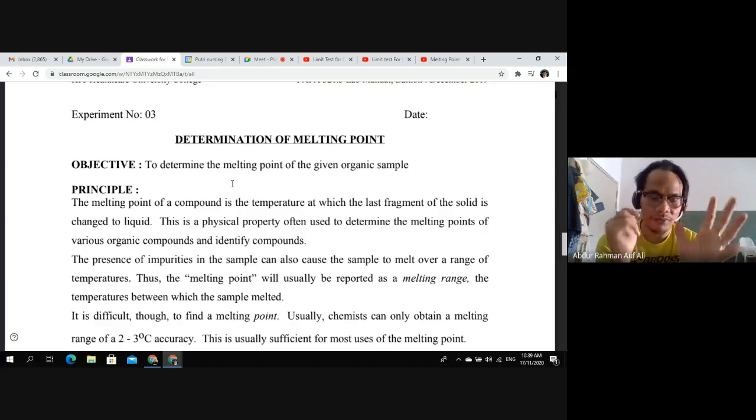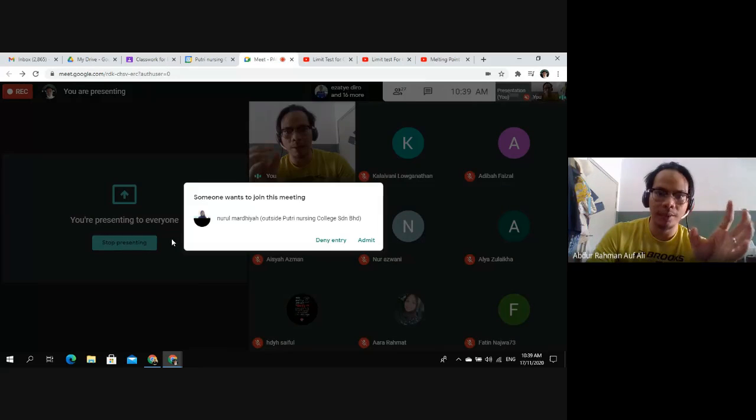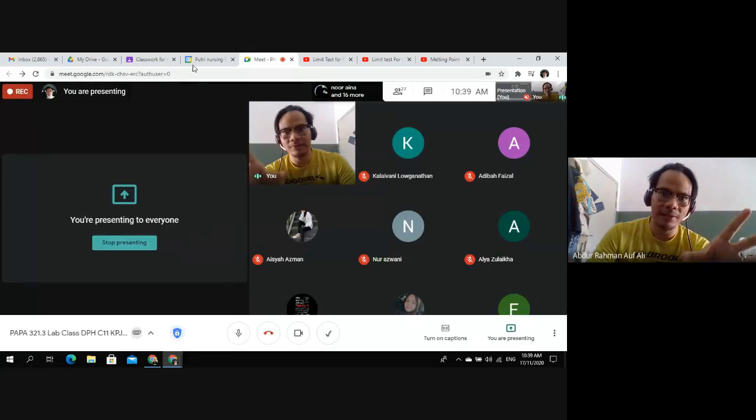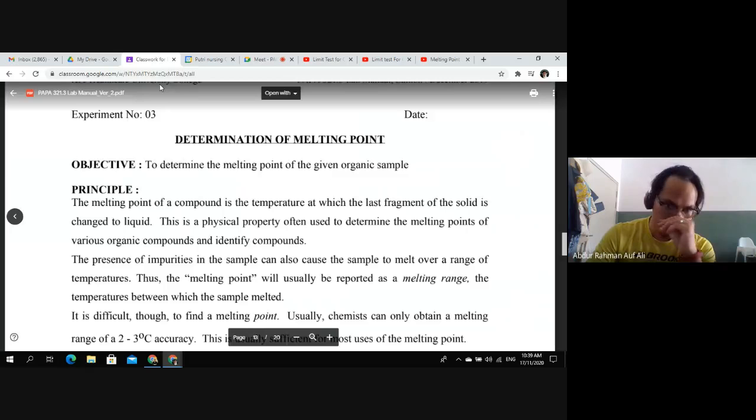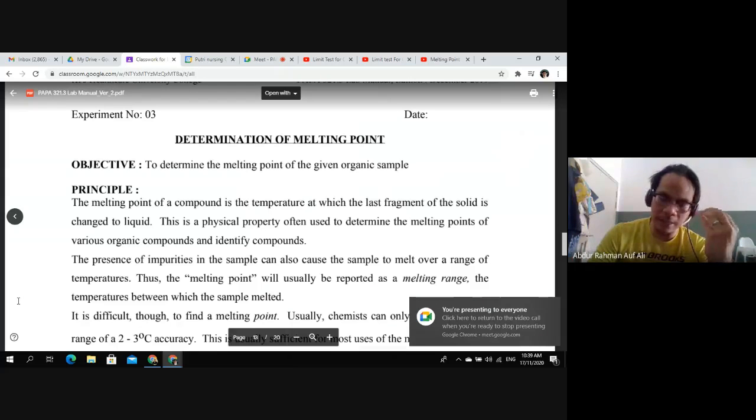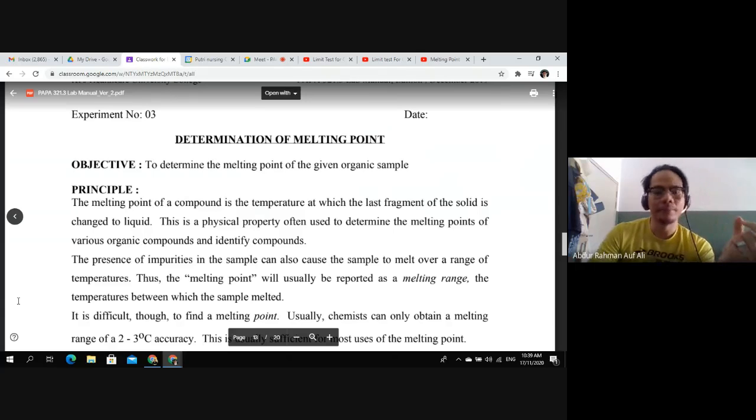Okay, so the first thing that we do when we receive samples from production department, we need to identify the sample. Walaupun dia dah label, for example, this is glibenclamide tablets, but we at the QC lab must do assessment ourselves. We must test ourselves whether that is glibenclamide or not. This is to eliminate any risk of error.